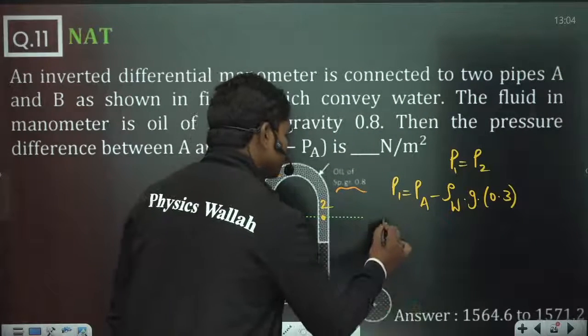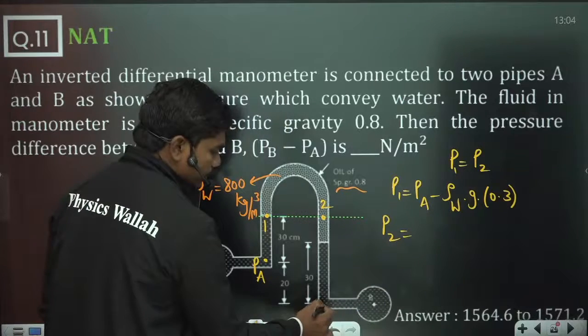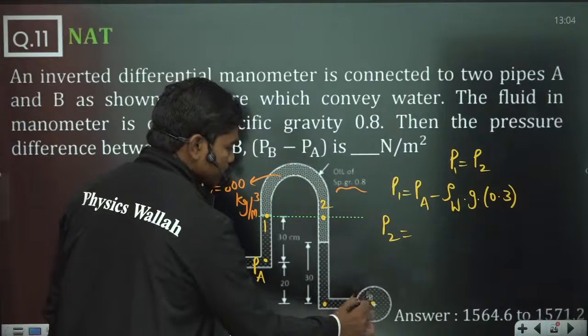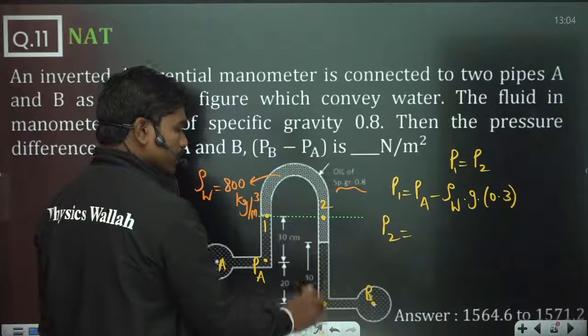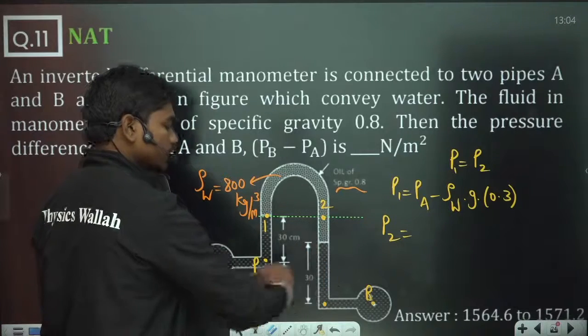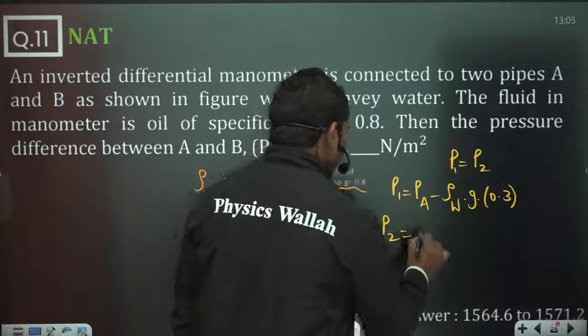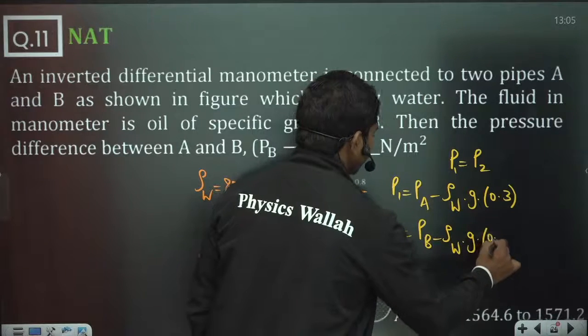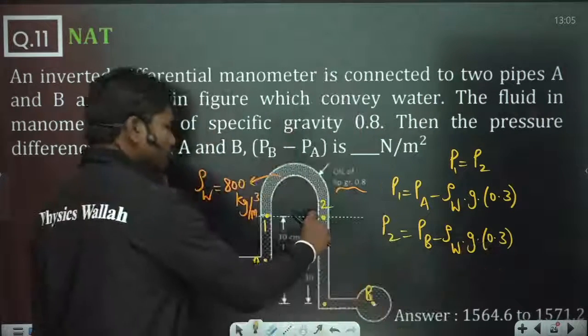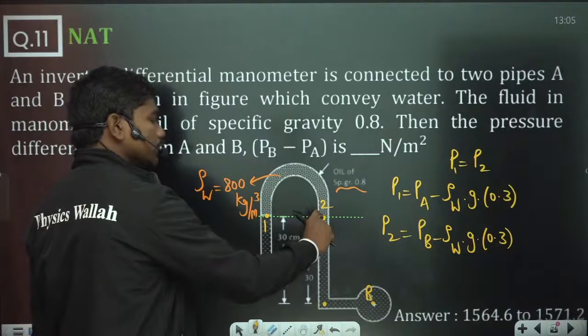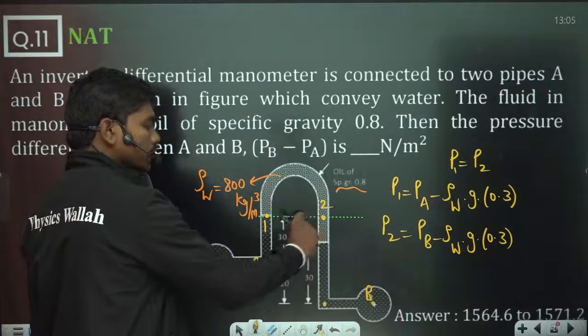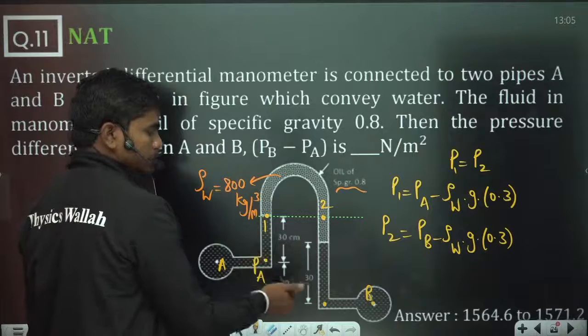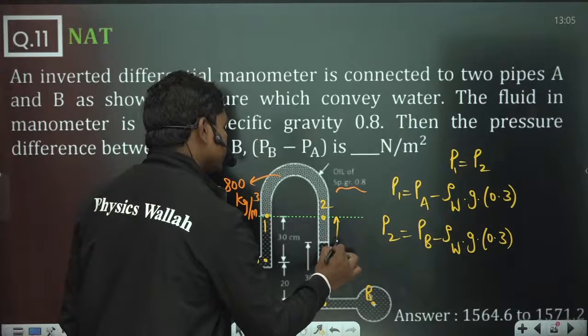Now what is P2? At this location the pressure is PB, because here also the pressure is B. So PB minus the water column of height 0.3, minus the pressure due to this oil column. So what is this total oil column length? This is 20 plus 30. So obviously this has to be 20 centimeters.